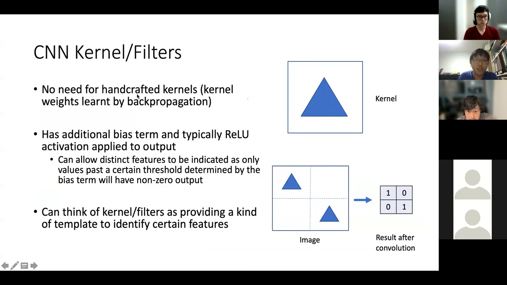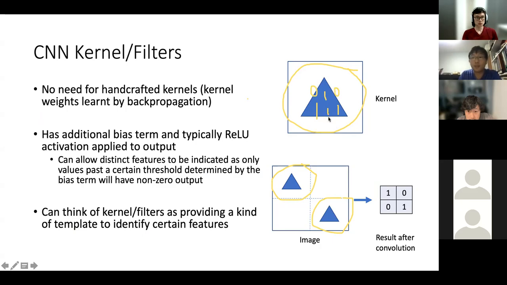As I mentioned earlier, you don't have a handcrafted kernel, you learn it by backpropagation. There's an additional bias term, and then after you do ReLU activation, it tells you which features there are in the image or in the intermediate layers. You can think of your kernel as providing a template. If you've ever made cookies before, you have a cookie template, maybe, for some reason, you want to make triangle cookies. Then you want to look at your image and see where all the triangles are. If you apply the right filter, which highlights the triangle, you put ones over here, and then you put zeros at the areas outside the triangle for your filter or kernel.